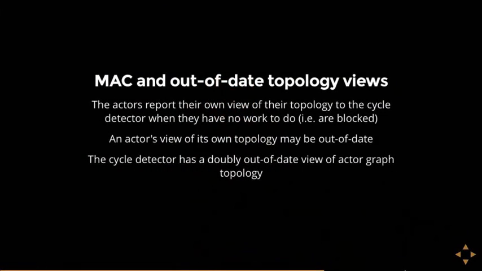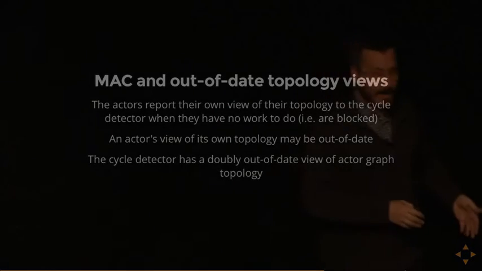The problem is that topology is always out of date. And it's not just out of date, it's really extra out of date, because when an actor blocks, it reports its own view of its topology to the cycle detector, right? So the cycle detector's view will be out of date compared to the actor's view.